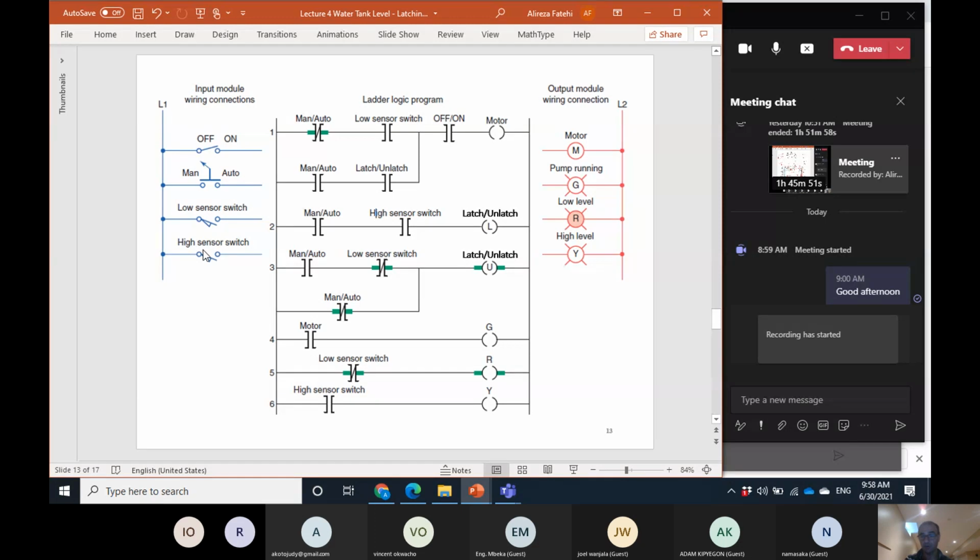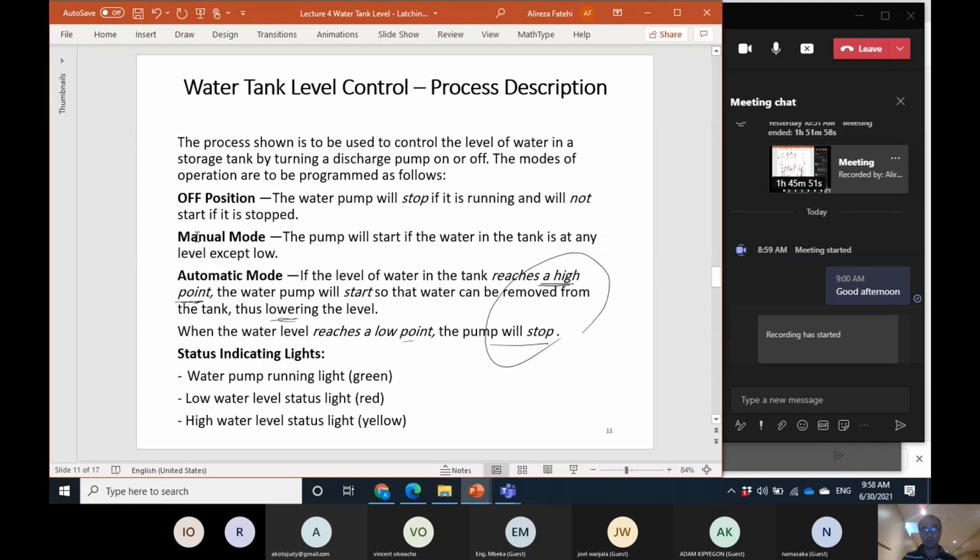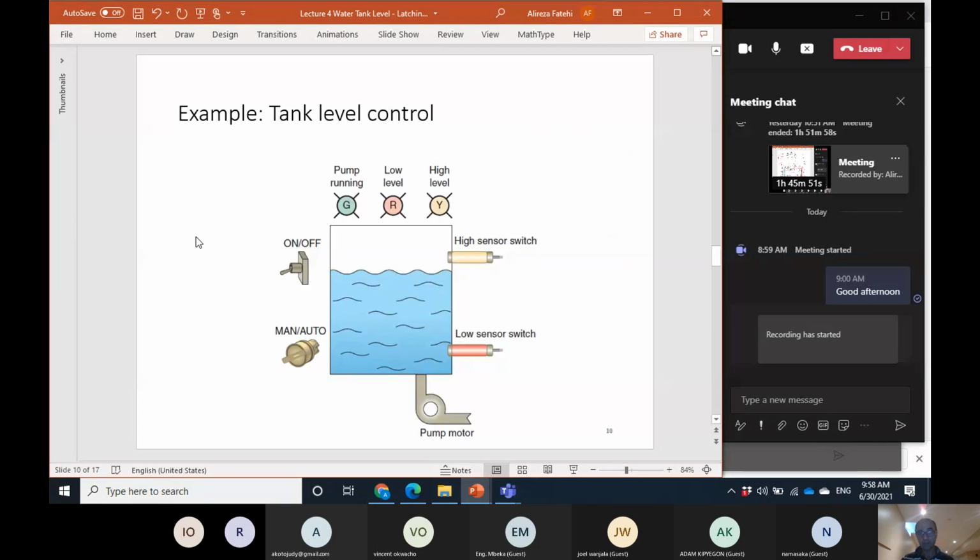But the trick is here. Of course, it is not a trick, there's something that we should take care of. Both of them are normally open. It means that if they are not activated, they are open. But the point is here.